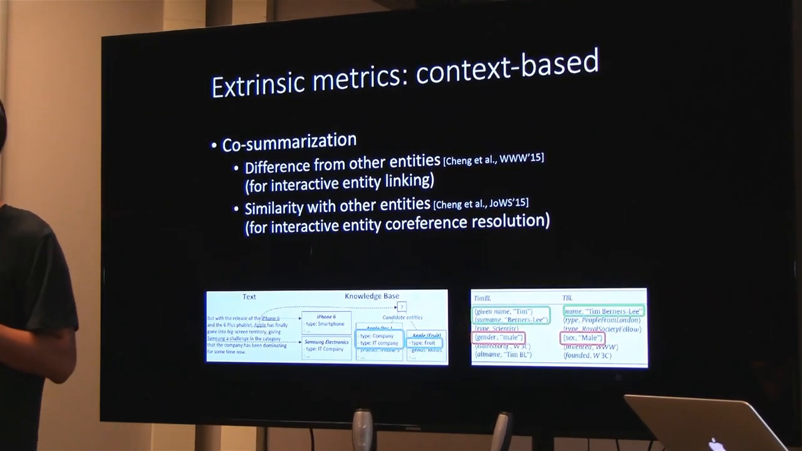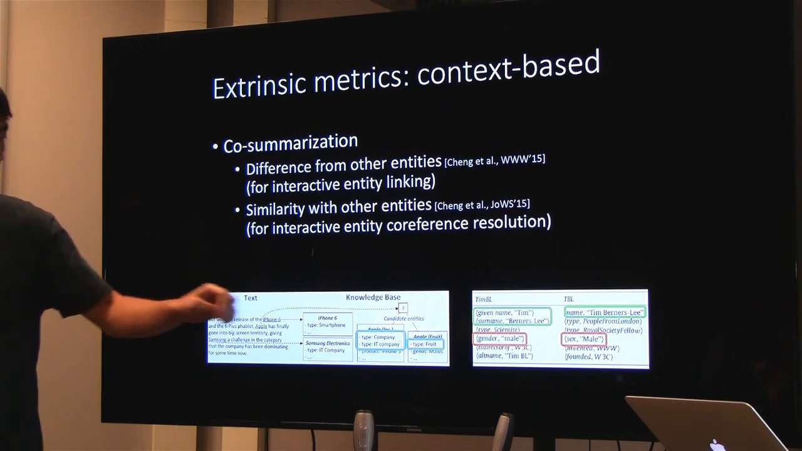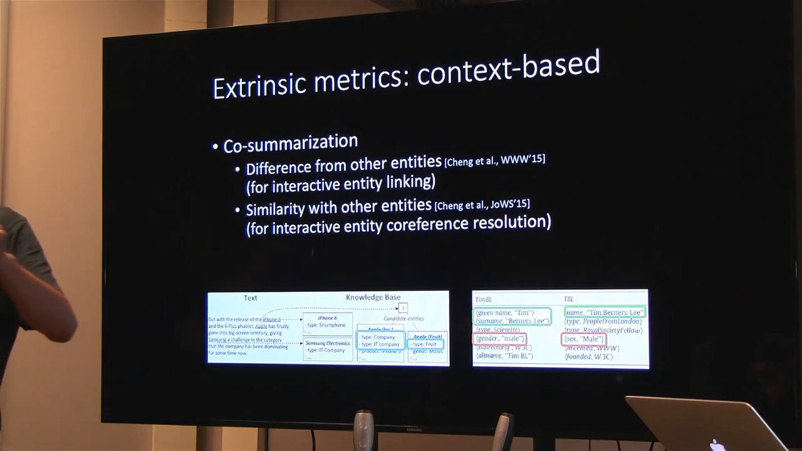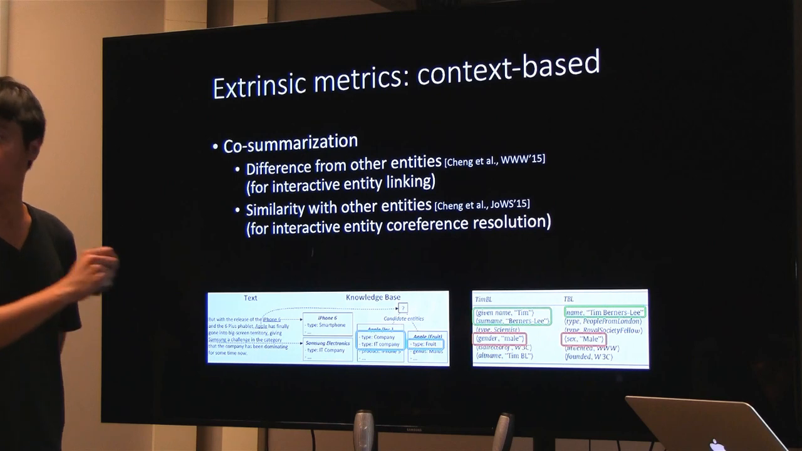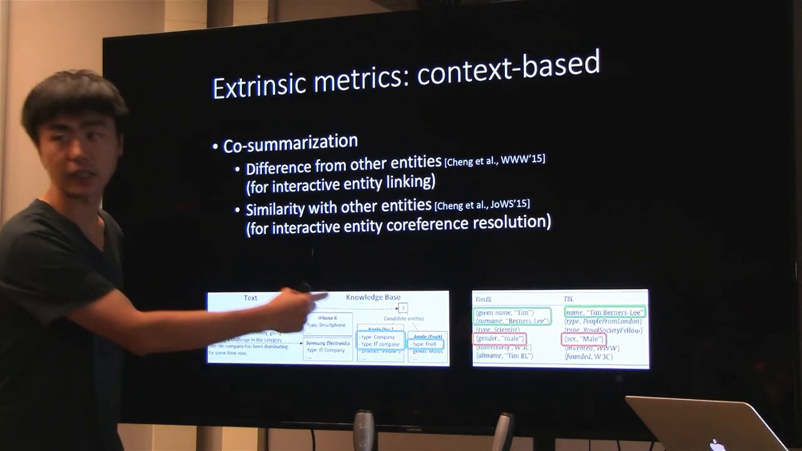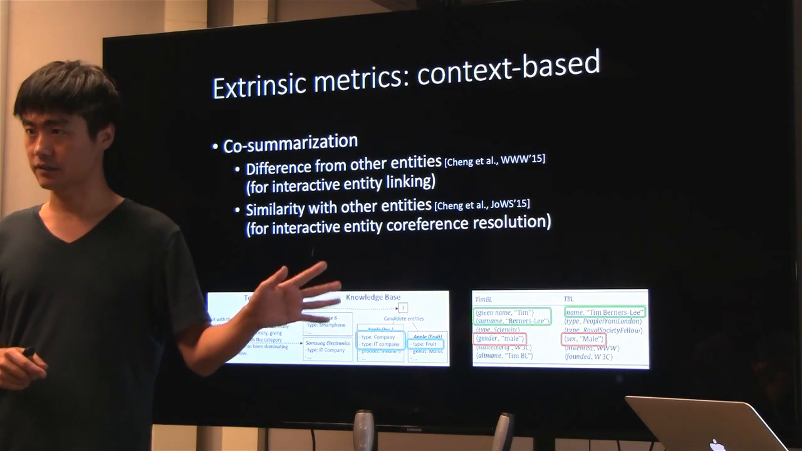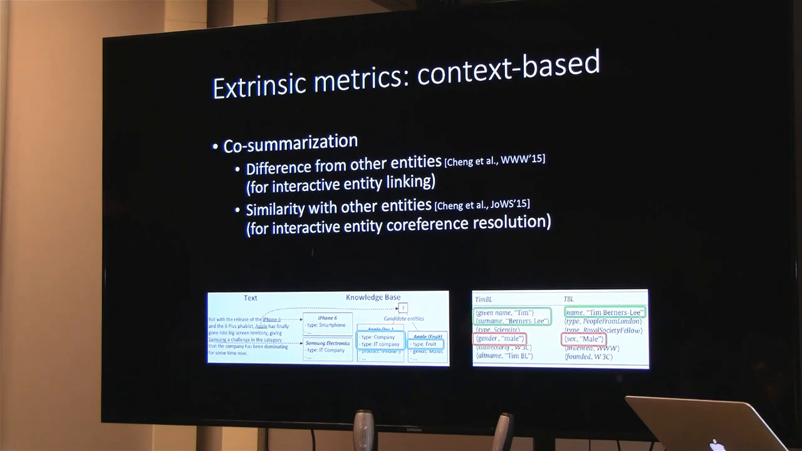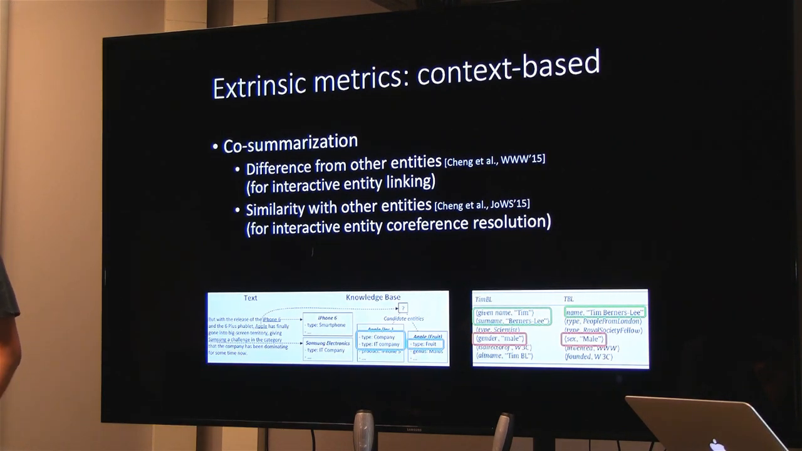In order to make a decision, the expert needs to first know what these two entities are, right? The expert needs to read their descriptions in the knowledge base in order to know, okay, this is a company, this is a fruit, so this document is about IT stuff, so we should link Apple to this IT company Apple, not the fruit Apple. But the descriptions of these candidate entities are very long. So in order to help the human expert make a decision quickly, we can show summaries for these candidate entities.